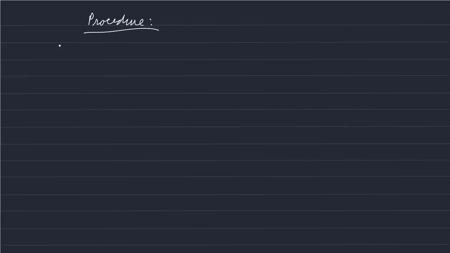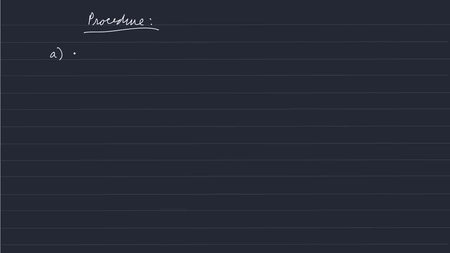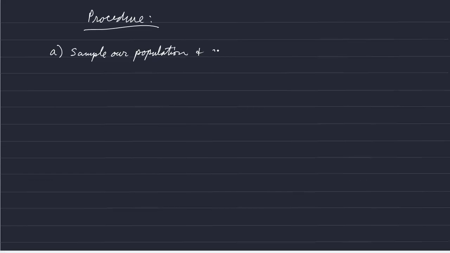The first part of our procedure is to, of course, sample our population. We have to take our sample and compute the sample mean, because that will be our estimate for the mean of the population.